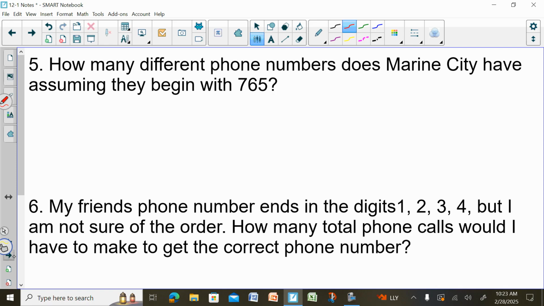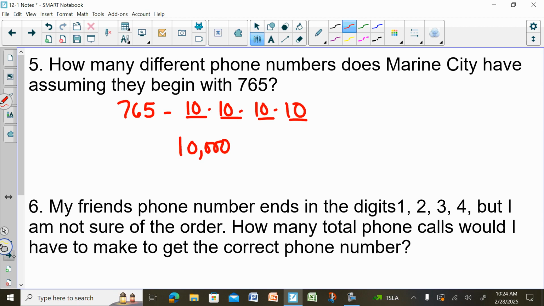How many different phone numbers does Marine City have, assuming they begin with 765? So 765, I believe Marine City has another 3-digit number, but that tells us Marine City. Then there are 4 digits that follow. There's no rhyme or reason. You could have repeat. Again, so this is independent. So there are 10,000 phone numbers for 765.